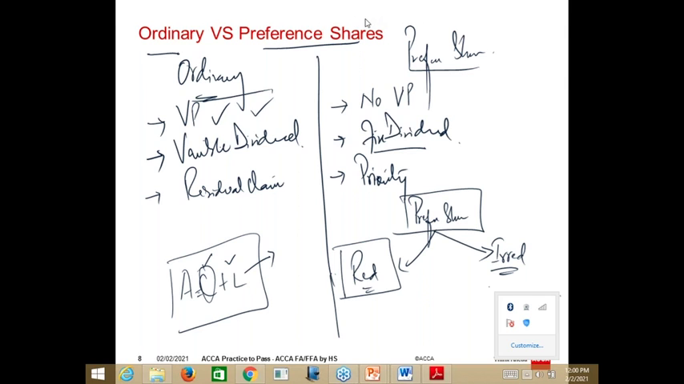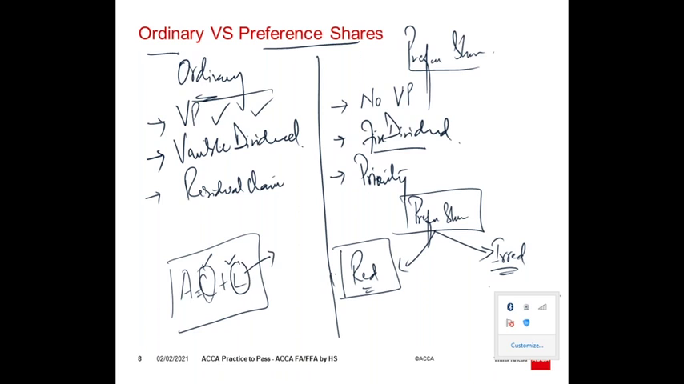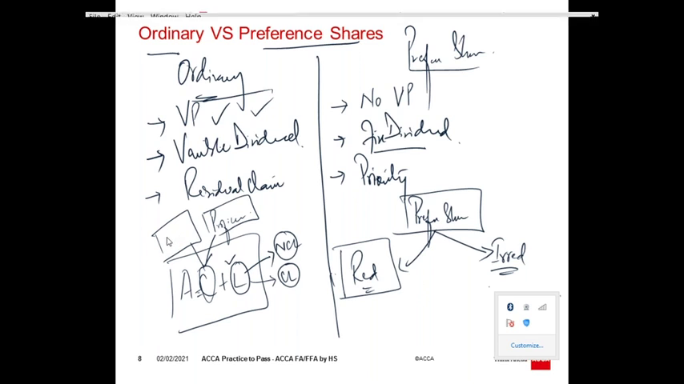So in case of dissolution, do remember this point: liability will always get the first preference. First, the company will have to return the liabilities. So if there is any current or non-current liability, first the company has to pay all its liabilities. And after that, preference shareholders will get their amount first, and if an amount remains after the distribution to the preference shareholders, the remaining amount will go to the ordinary shareholders.